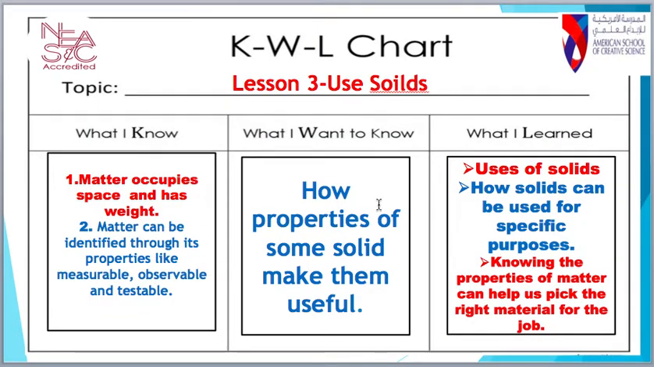Now the KWL chart. So we already said, what we already knew was that matter occupies space and has its own weight. Matter can be identified through properties like measurable, observable, and testable. What I wanted to know today was how properties of some solids make them useful for different things. And what you have learned today is the uses of solids, how solids can be used for specific purposes. Knowing the properties of matter can help us pick the right material for the job.